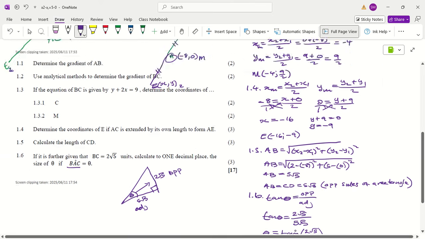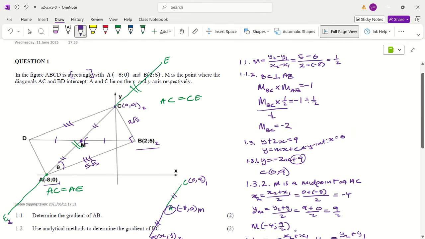And then let's look at the mark allocation. For 1.1, this was very easy. You just had to calculate the gradient, and you get a mark for substitution and a mark for the answer, and that is your 2 marks. The next question is also 2 marks, to find the gradient of BC using the gradient of AB, because they are perpendicular to each other. You get a mark for the method that the product of the two gradients is -1, and a mark for the actual gradient, which is -2. So that's your 2 marks.